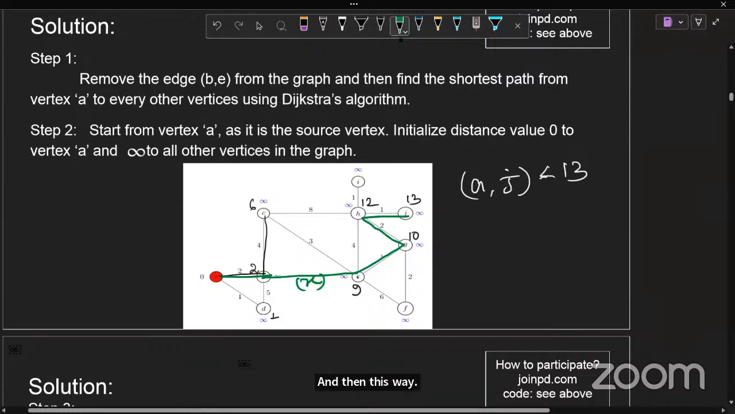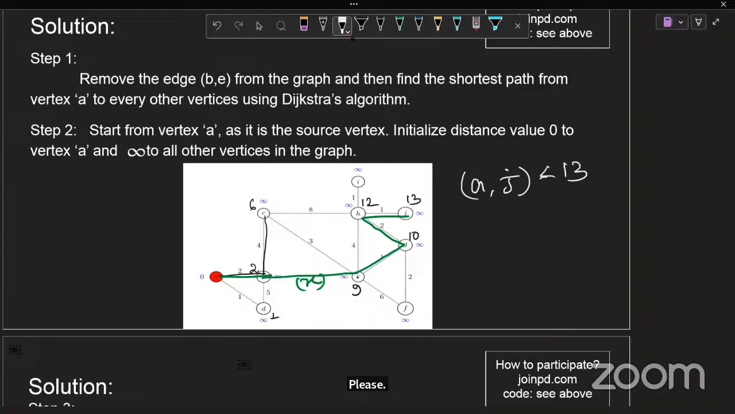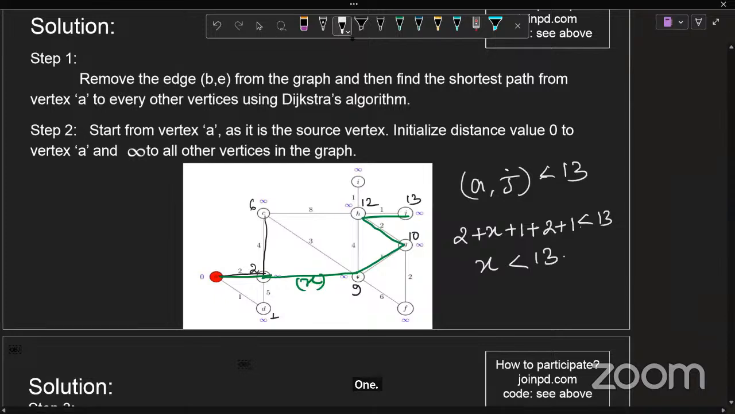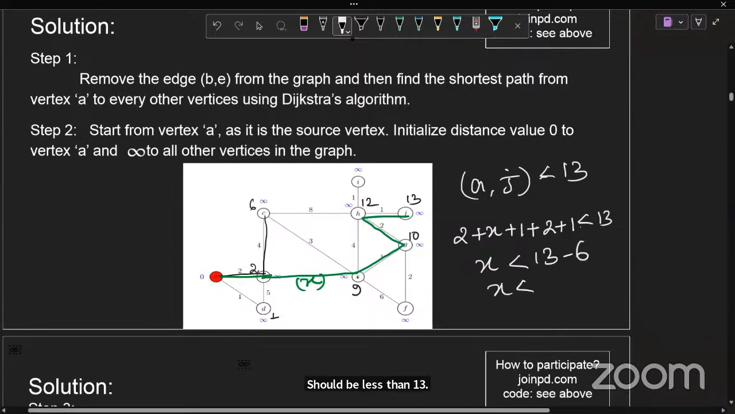So see how many vertices are there. Let's find. From A to B, it is 2 plus x plus, from E to, plus 1, right? Plus 1, plus 2, plus 1. This should be less than 13. So what are the values we will get? x should be less than 13 minus 6, right? So x should be less than 7.